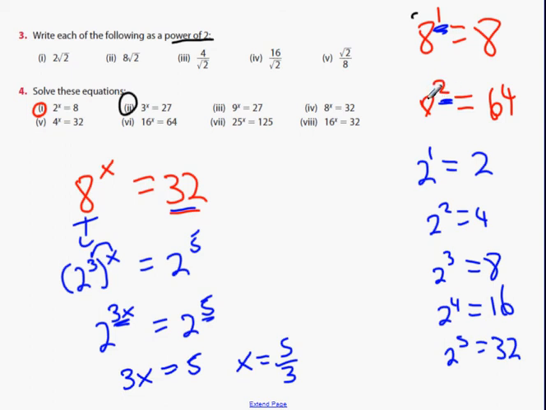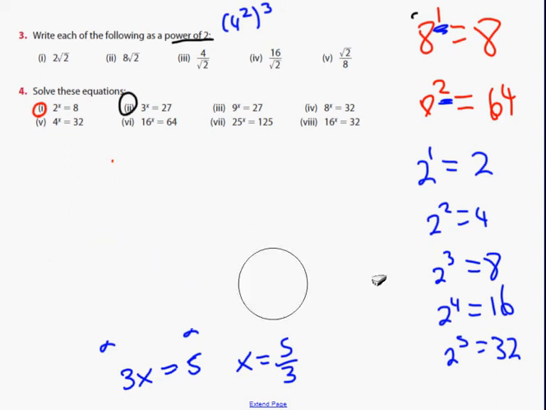Yes, Higgins? Would you get 3 actually? You multiply. If I have 4 to the power of 2 to the power of 3, the answer is 4 to the power of 6. I multiply the powers: 2 to the power of 3 to the power of x, hence 3x. Okay, let's try another one now.